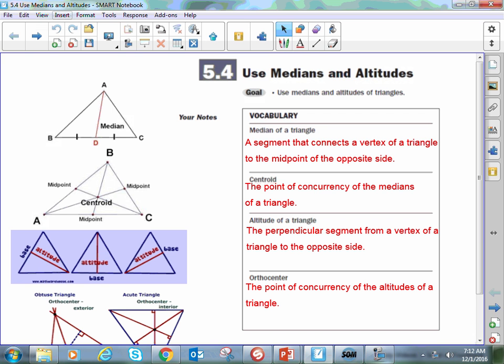called the circumcenter. Then we talked about angle bisectors and the point of concurrency that they make, which is called the incenter. And now we're going to be looking at medians and altitudes.